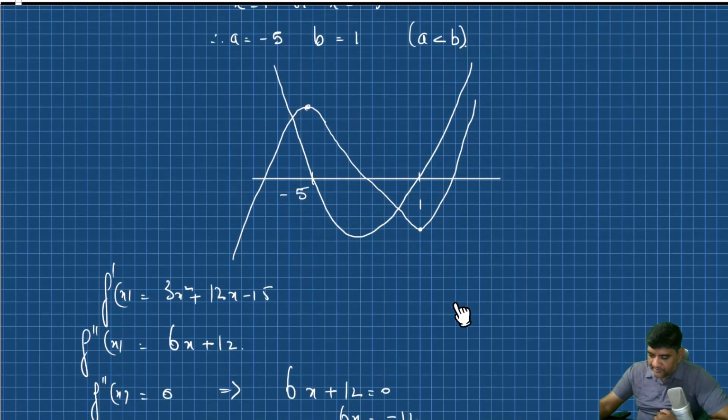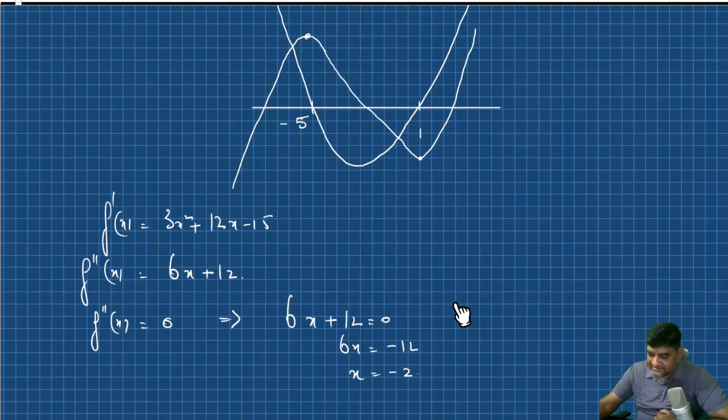So what does it mean at x equal to -2? Obviously, at x equal to -2, I don't have a maxima or a minima.